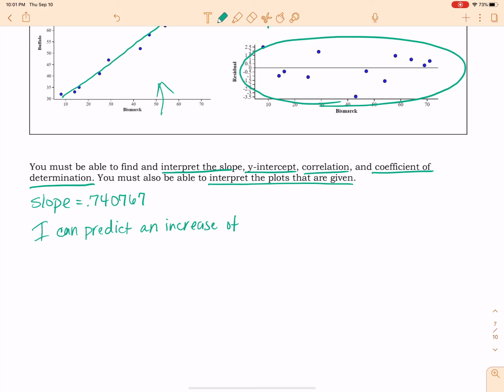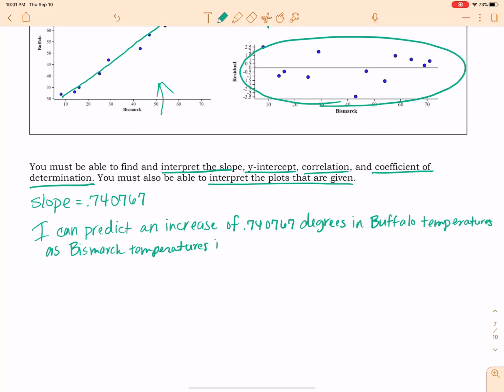an increase of 0.740767 degrees in Buffalo temperatures as Bismarck temperatures increase by 1 degree. Okay, another way to write it.